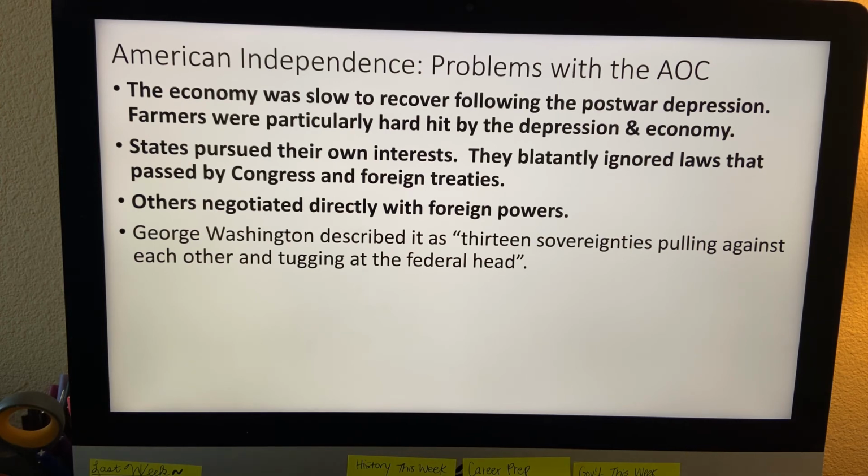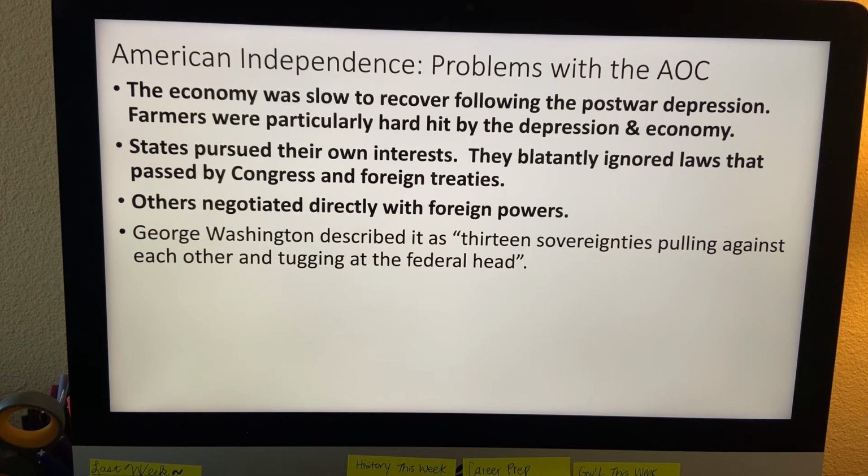But following the American Revolution, things did not go well. And there was a depression. And something that you can always take to the bank is that farmers are going to be hard hit by depressions. And that's something that we're going to see throughout American history. And that's going to be a major problem in the AOC. And we're going to see that in just a minute.